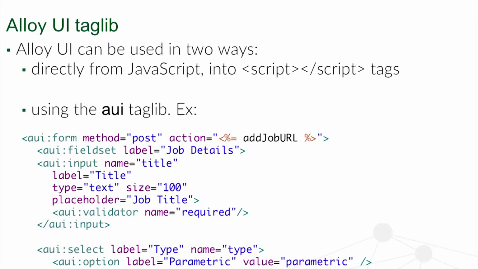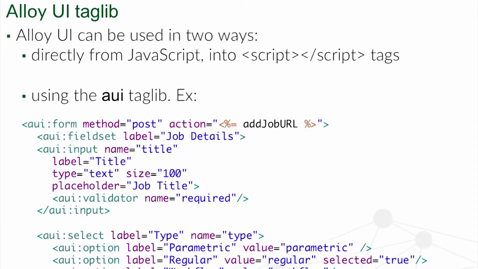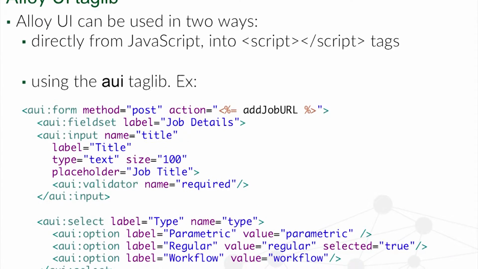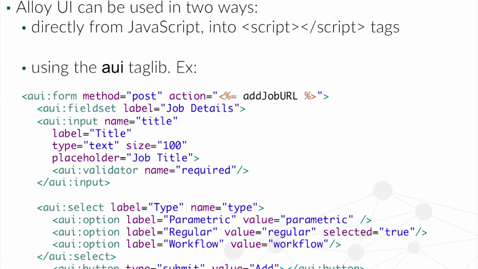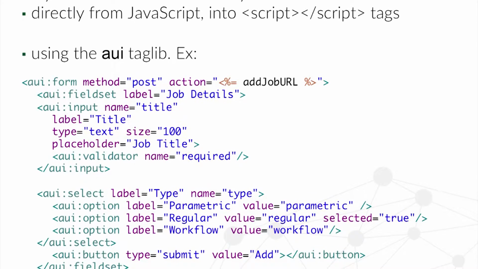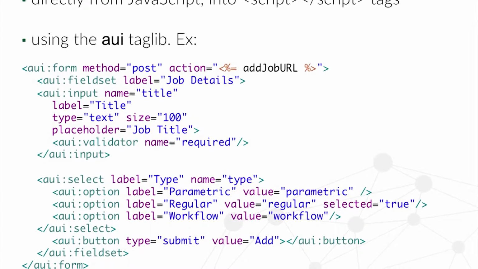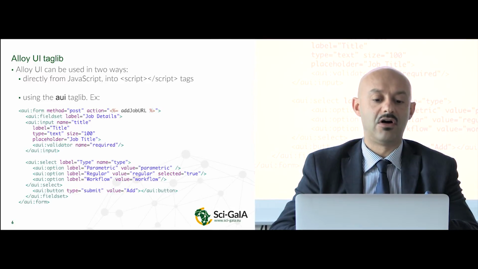However, AUI UI can be used in two ways. It can be used directly in JavaScript, writing AUI UI code into the script tags, or, to simplify life for programmers, Liferay provides the AUI Taglib, which uses behind the scenes the JavaScript version of AUI UI. In this slide, you have an example of the AUI tag library.